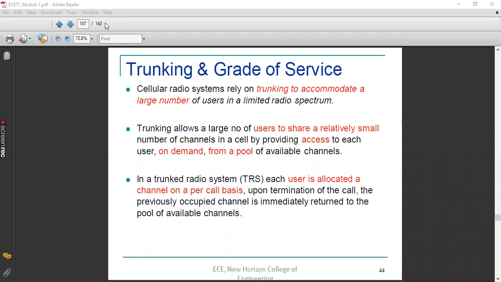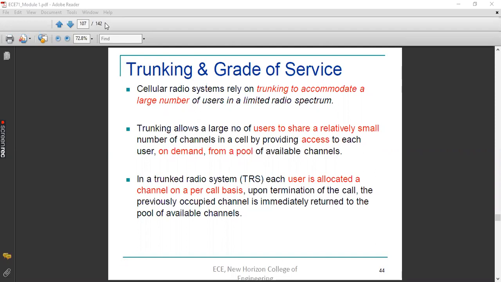Whenever a subscriber is terminating a call, there is no use of allocating the same channel to that particular subscriber for indefinite time, isn't it? It has to be allocated for some other users which are requesting the call.